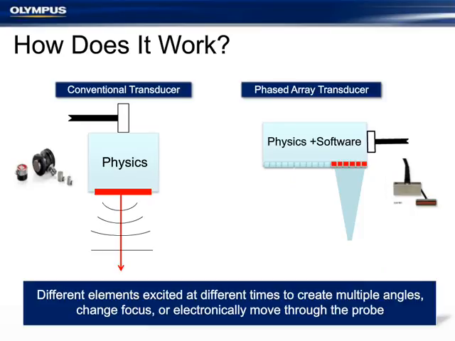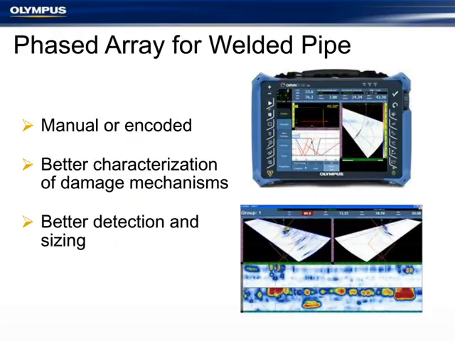A little bit step further, so when we talk about phased array for welded pipe, it really happens along all of those stages that we talked about for pipeline. It can happen during the manufacturing stage, the construction, as well as the maintenance. And there's actually a lot of different ways that we use it. If we kind of break it down into some basic categories, we're talking either manual or encoded, and we'll go more in depth about encoded a little bit later.